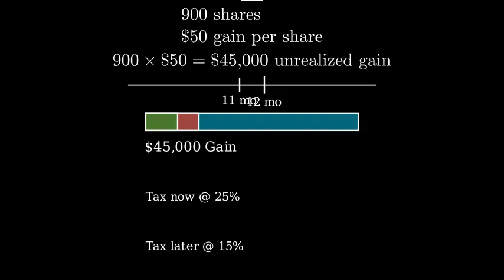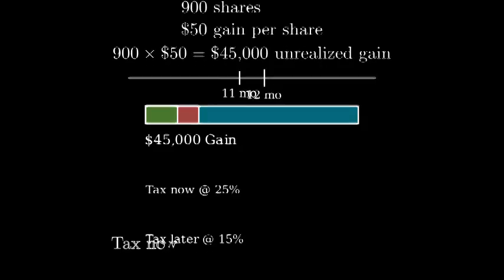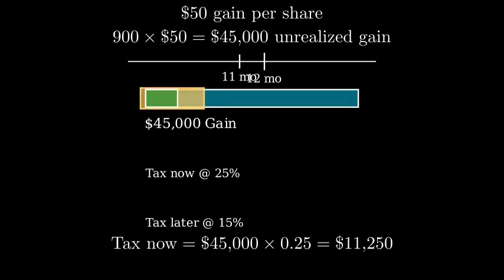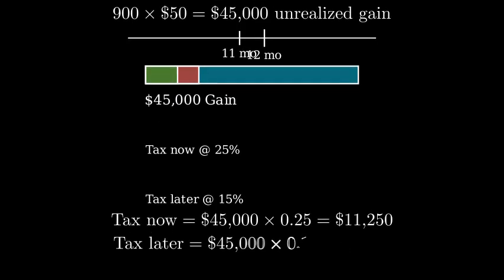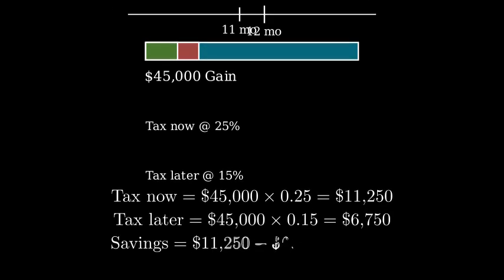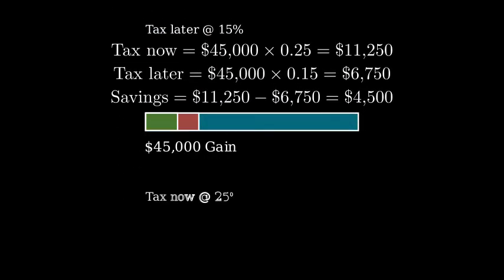Let us compute the tax dollars for each case. If sold now, tax equals 45,000 times 0.25, which is $11,250. If sold after 1 more month, tax equals 45,000 times 0.15, which is $6,750. The tax savings from waiting 1 more month is $4,500.